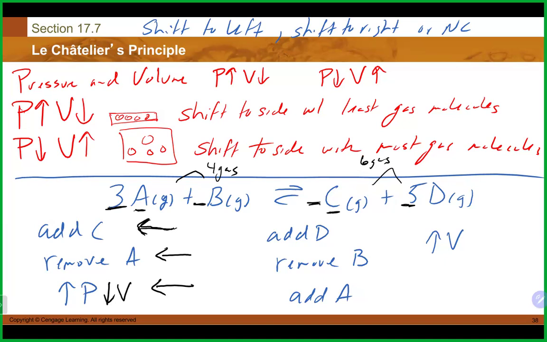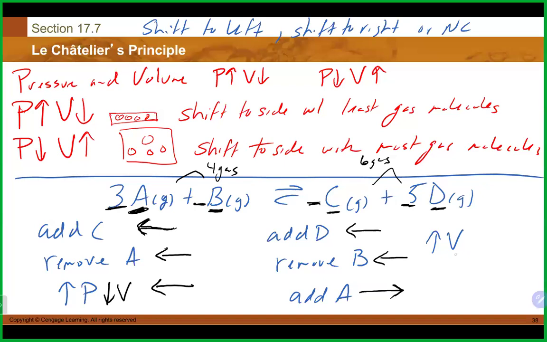Taking a look at the next one, we're adding D. D is a product. That means we're going to have more products than reactants. Going to cause the equilibrium to shift away from it, which would mean to the left. Here we're removing B, causing a hole over there on the left-hand side. That's going to cause the equilibrium to shift that way. Once again, we're going to have more products than reactants. Adding A will actually give us more reactants than products, causing the forward direction to occur and shifting away from the side we added it to.